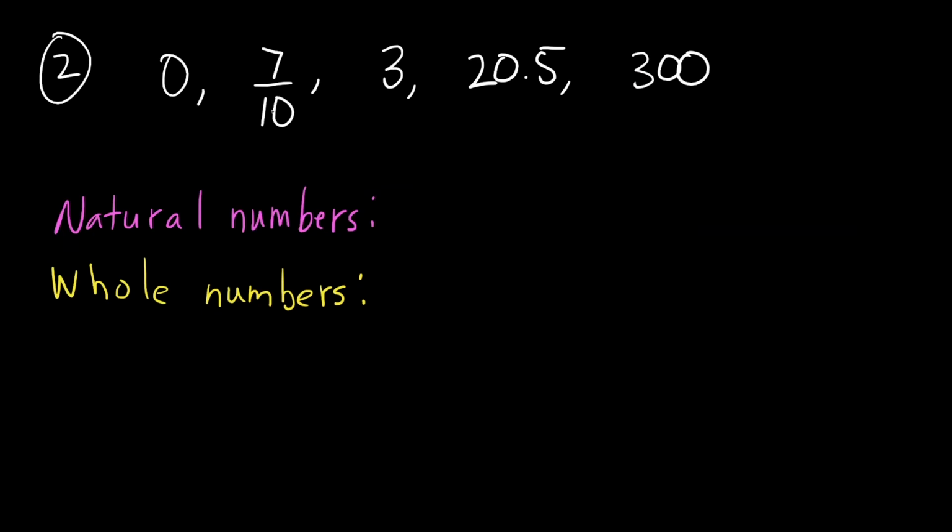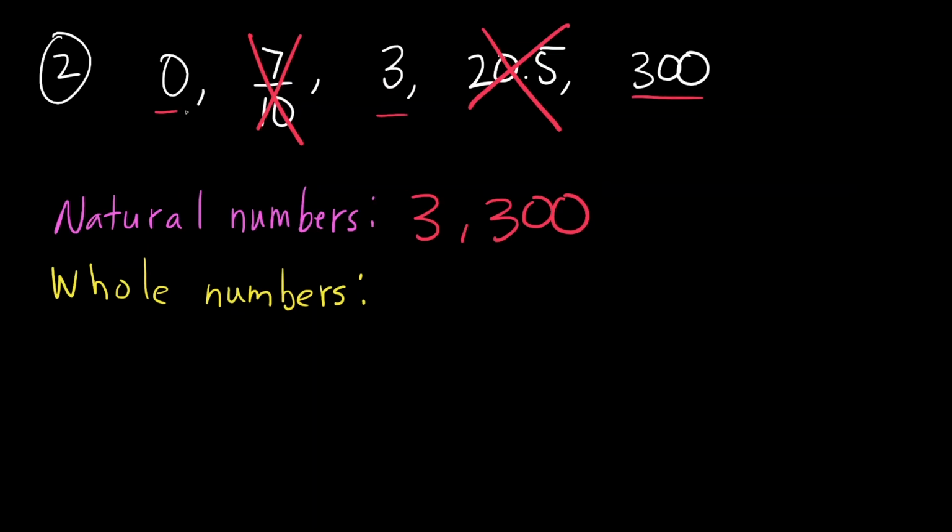The next problem, we have the numbers 0, 7/10, 3, 20.5, and 300. So let's just go ahead and get rid of the ones that will not be included in either set. We see 7/10, that's a fraction, and 20.5, that's a decimal. So those numbers will not be included in either set. So for natural numbers, we're left with 3 and 300. For whole numbers, we have 3 and 300, and we also have that 0. So we have 0, 3, and 300.